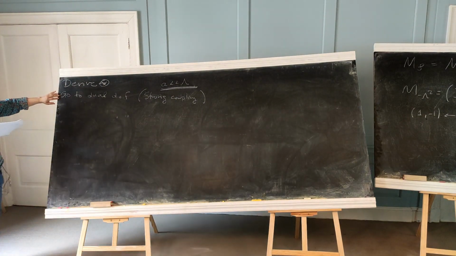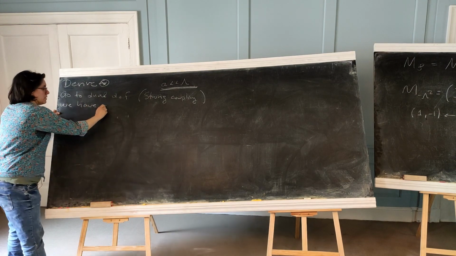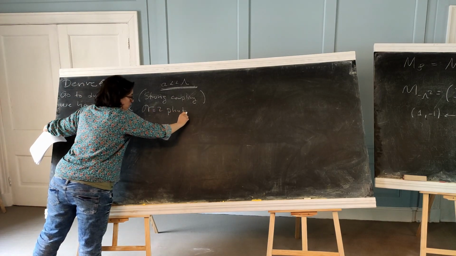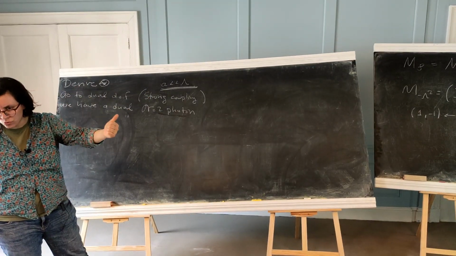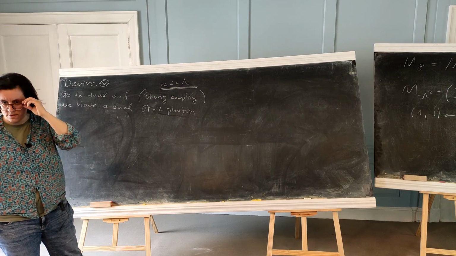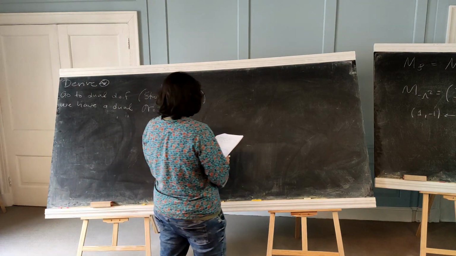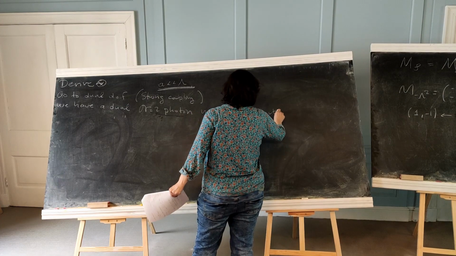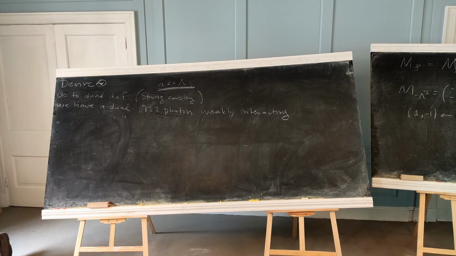So there, what we will have is a dual photon. By the way, I don't know if you are okay with this, but always when I write N equal to 2 photon, I mean the full N equal to 2 vector multiplet, under U(1). Yes, this is what I mean. So we have a dual N equal to 2 photon, which is now weakly interacting, because now the magnetic monopole, I can think of it as a dual electron.